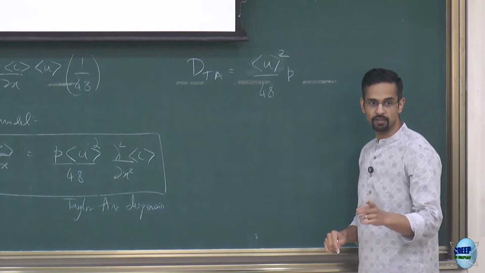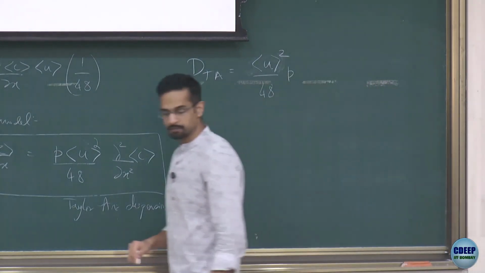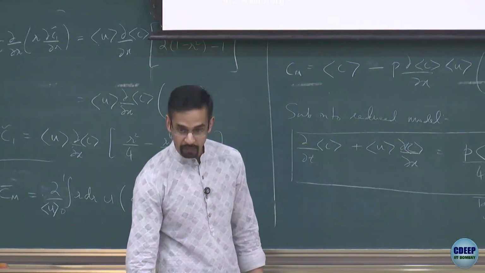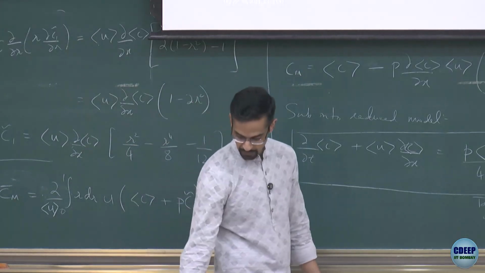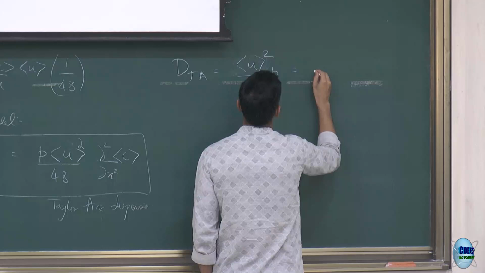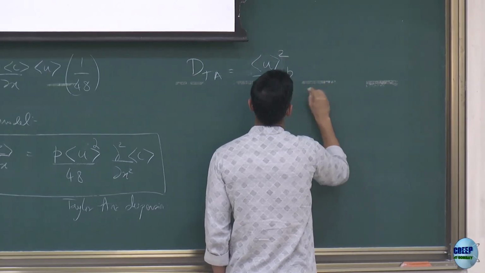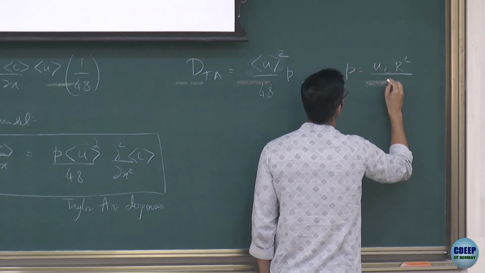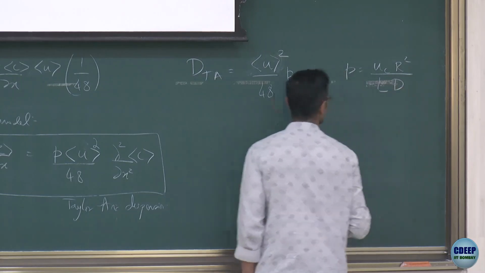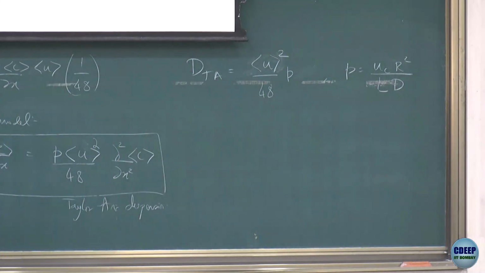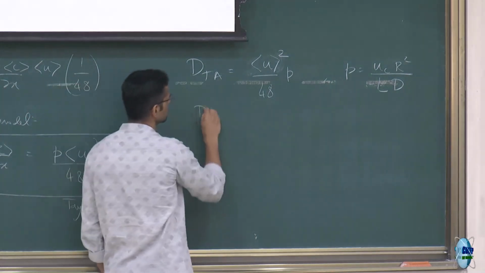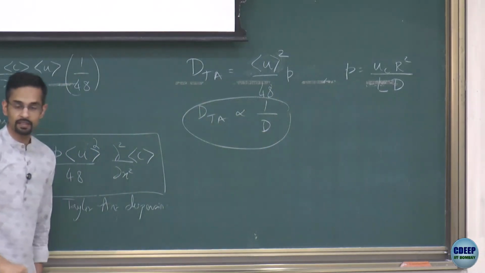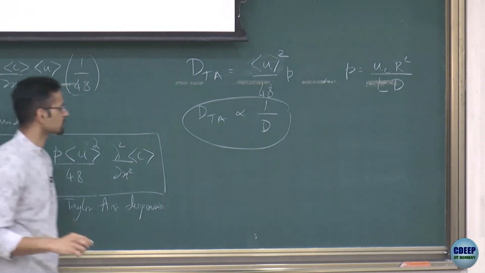Okay. But what was small Peclet? Can you tell me in your notes? So it was UC R square L by D. And then we know Peclet is... So this means that the Taylor dispersion is inversely proportional to your molecular diffusivity. Correct. Yes, thank you.